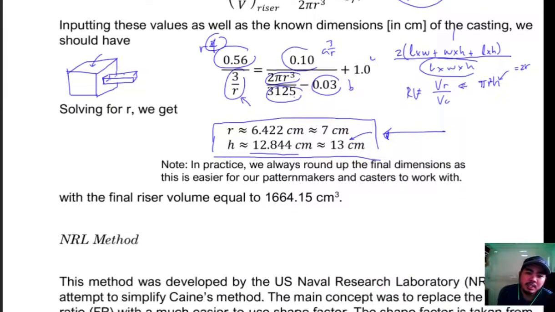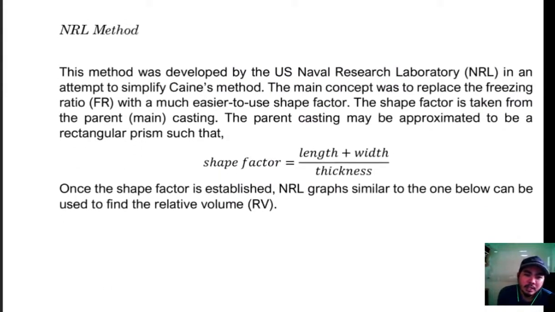So the NRL method is actually a simpler method, no? This was developed by the Naval Research Laboratory, and ang goal niya is simplify yung Keynes method. Okay? So instead of using freezing ratio, ang ginagamit nila is what we call as a shape factor, no? This shape factor is just equal to length plus width over thickness, where length is the greatest dimension, width is the intermediate, tapos thickness natin is the smallest dimension.